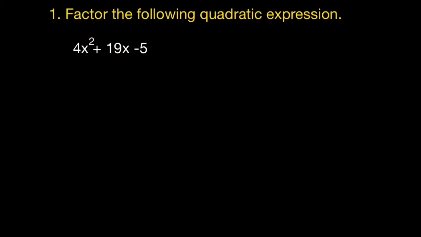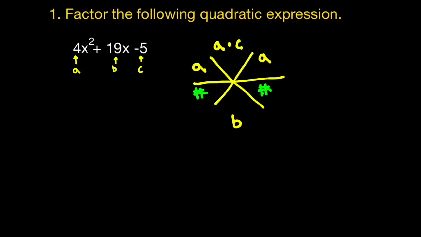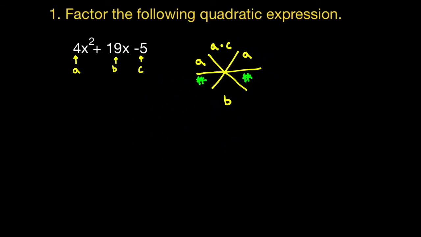In any factoring problem, we always want to check to see if we can factor anything other than 1. And after a few seconds, we come to the realization that we cannot. So I'll proceed by labeling all of my key terms. My a value is 4, my b value is 19, and my c value is negative 5. Noting that my a value is not 1, I'm going to attempt to factor this with the use of a snowflake diagram. I will apply this to my specific example.